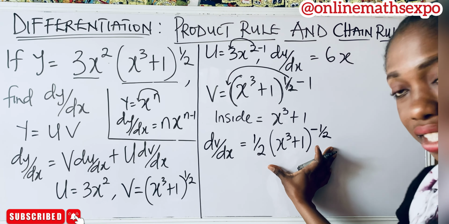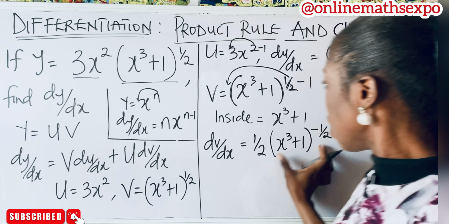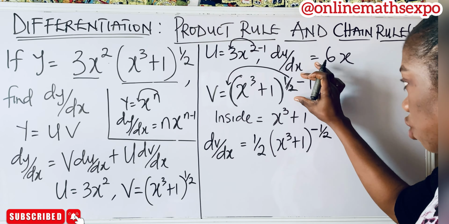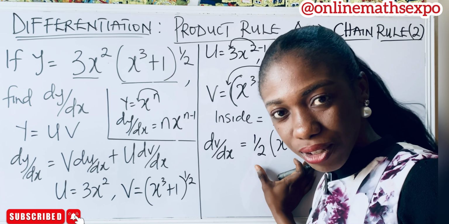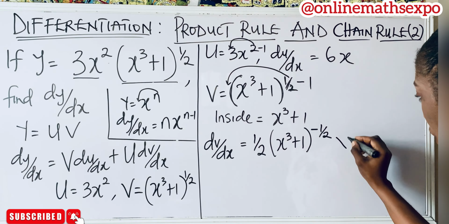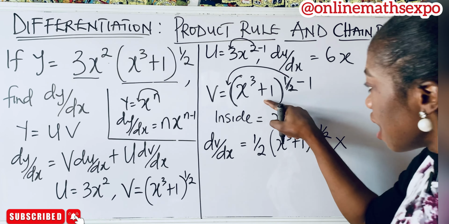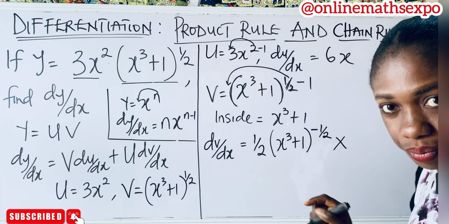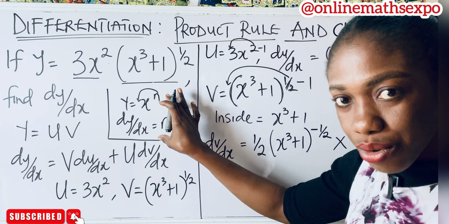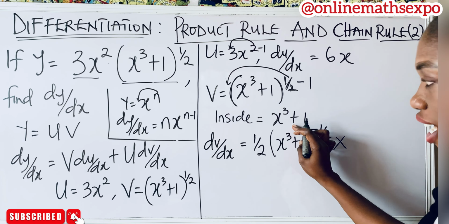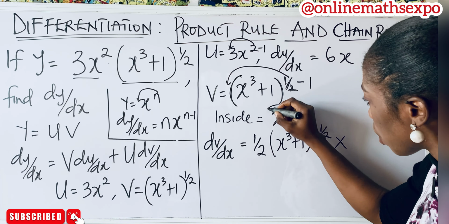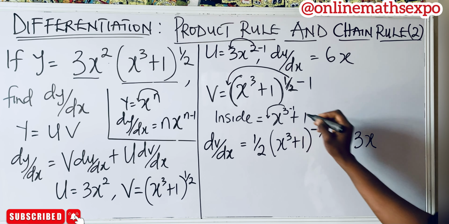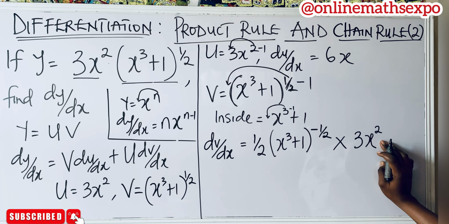What we have done is differentiate the outside by using the power to multiply, keeping the inside constant, and then subtracting 1. Then multiply it with what you get from differentiating the inside. The inside is x cubed plus 1. We are still going to use our power rule to differentiate this inside. If you use 3 to multiply, it gives us 3x, then take 1 from the power, that will give us 2. I hope that is clear.